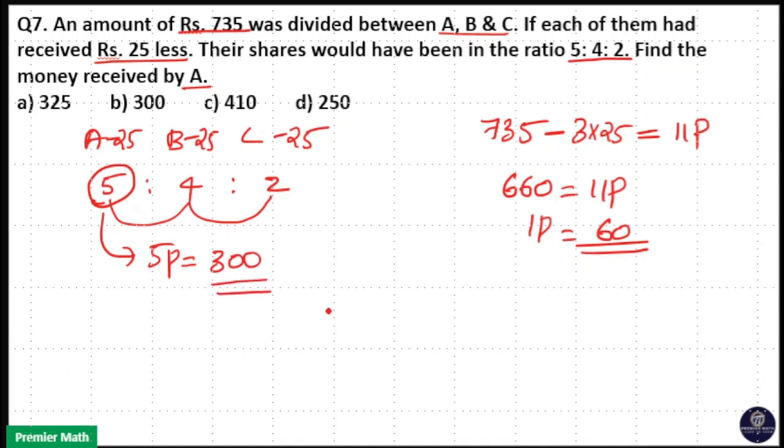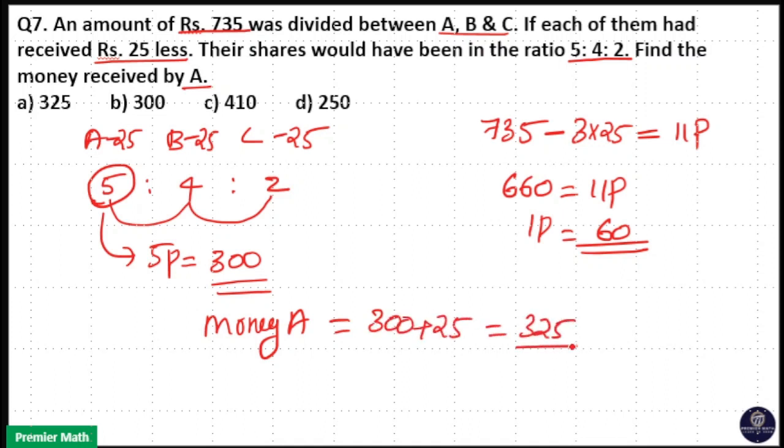That means money with A is equal to 300 plus 25, that is 325. Because A minus 25 is equal to 5 parts, B minus 25 is equal to 4 parts, C minus 25 is equal to 2 parts. So 5 parts is equal to 300. That means money with A is equal to 5 parts plus 25. So your answer is option A.